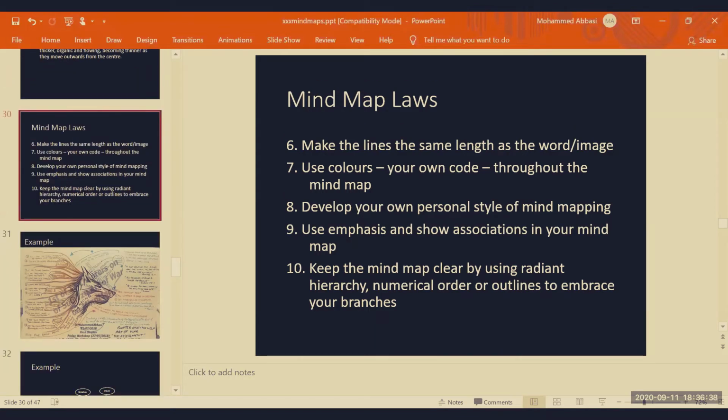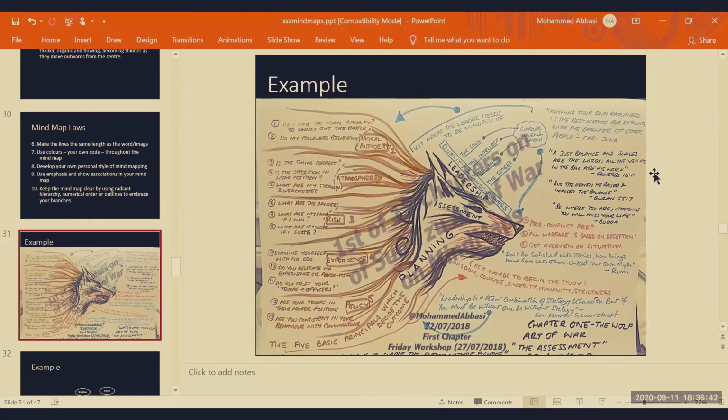This is one of the mind maps that I did previously. Now, I have a hobby of studying the different strategy books. One of the strategy books that I learned, and I also teach this, is Sun Tzu's Art of War. Now, this is the first chapter of the Art of War. They've got 13 chapters. I've done most of the chapters as mind maps now, but this is the first chapter.